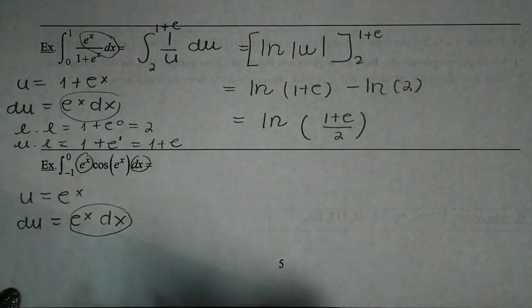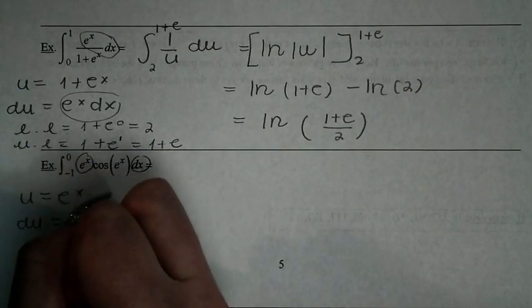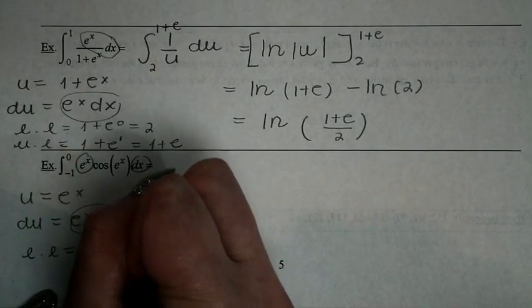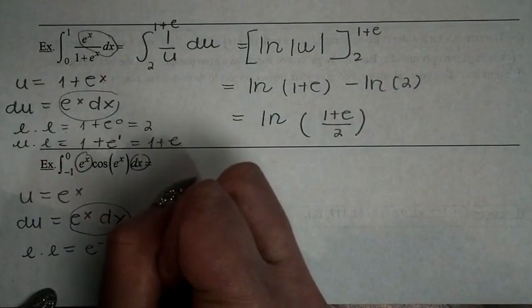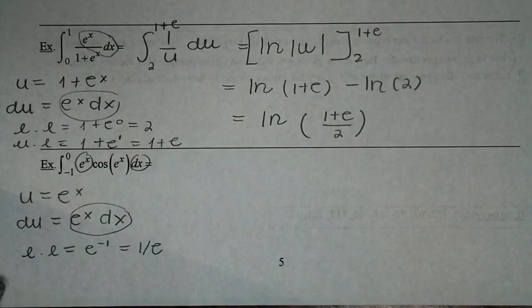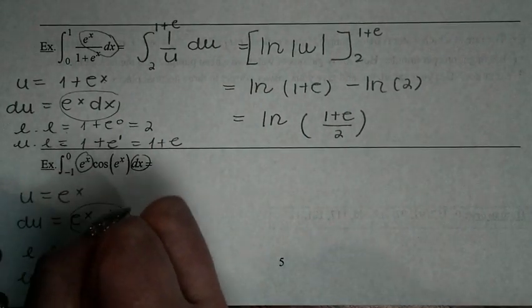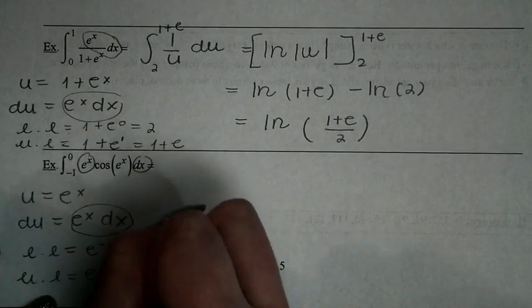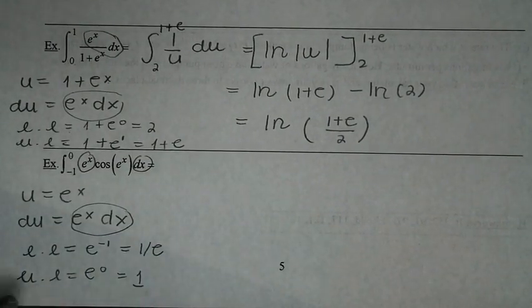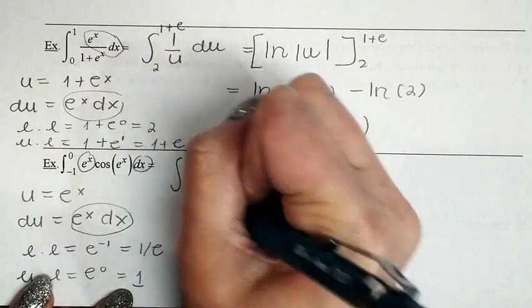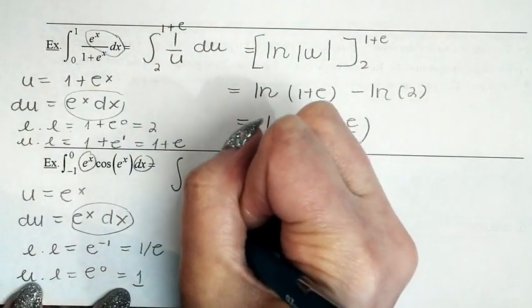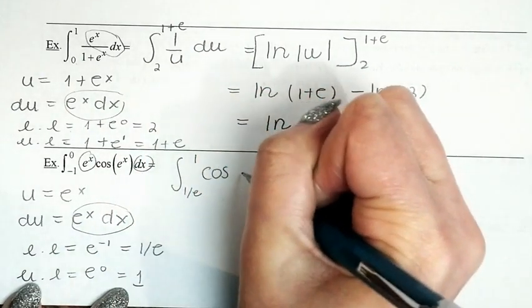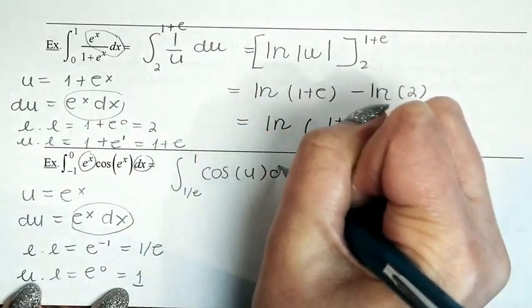So the only thing we need to worry about now is to change your limits of integration. The lower limit, which is -1, you just plug it here, so we have e to the -1, which you can represent as 1 over e with exponent properties. And then the upper limit, you are going to plug in 0 here, so you have e to the 0, which is going to be 1. So pretty nice. You have your limits of integration, so it's going to be the integral from 1 over e to 1 of cosine of u du.